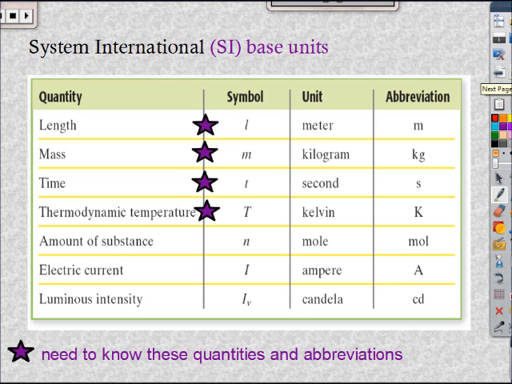The four that we really need to be concerned with, that you need to make sure you know: length right here. The symbol is a small l. We're going to use the unit of meter, or the abbreviation m. If something is 5 m, that means it's 5 meters long. Okay. Mass, when we're using it in equations, is a small m. We talk about how much. If it is 3 kg, that's how many kilograms it is.